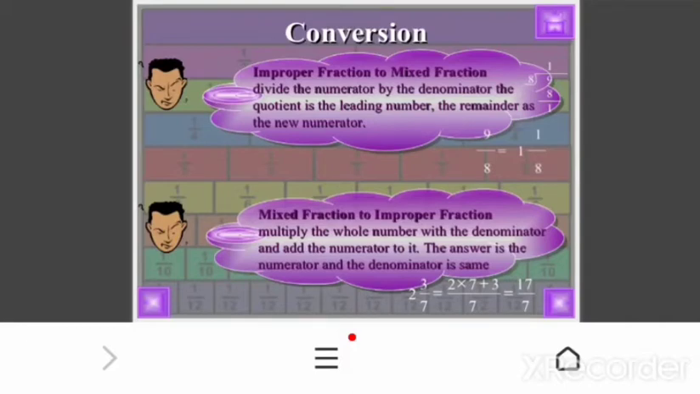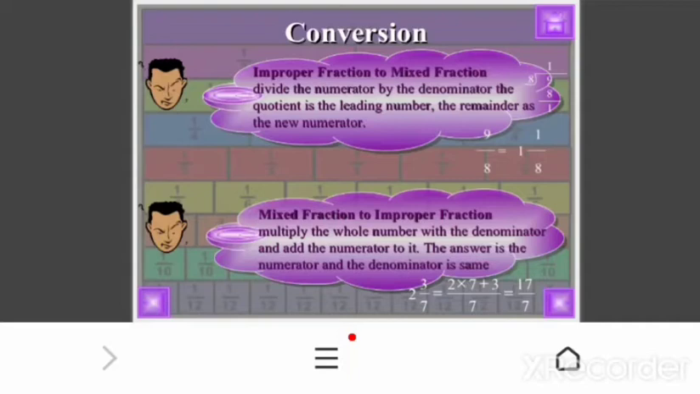Conversion, improper fraction to mixed fraction. So children, what will you do? Divide the numerator by the denominator. That quotient is the leading number and the remainder is the new numerator. Suppose 9 upon 8. If you convert into a mixed fraction, the quotient is 1 and the remainder is also 1, so we get 1 whole 1 upon 8. In this way, children, we write an improper fraction as a mixed fraction.